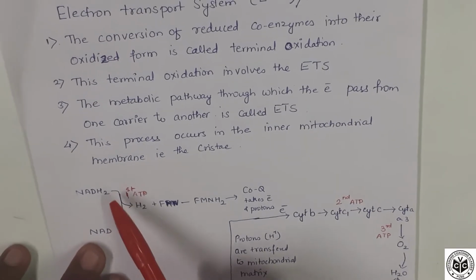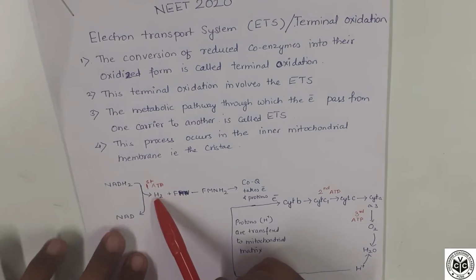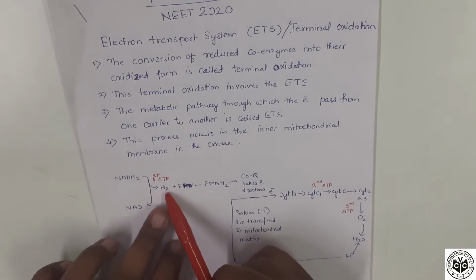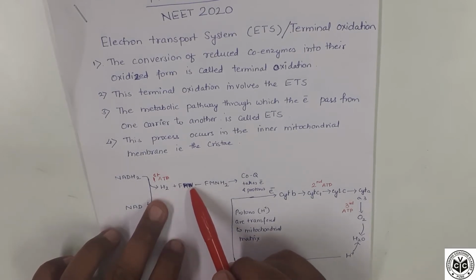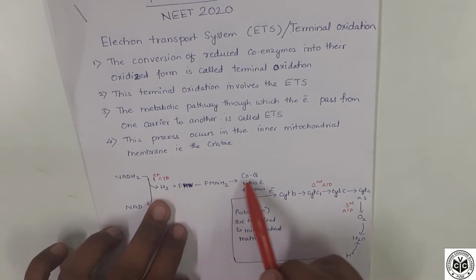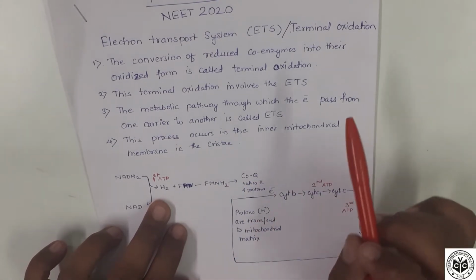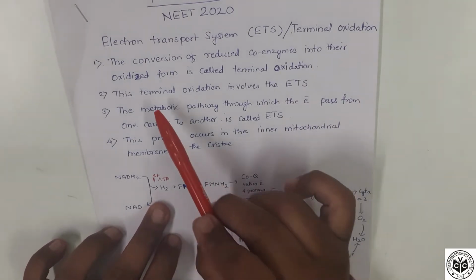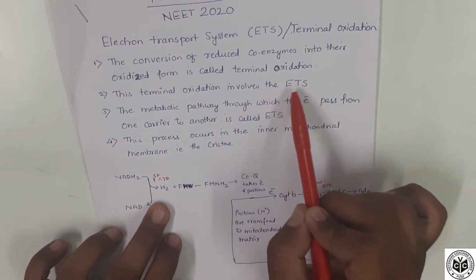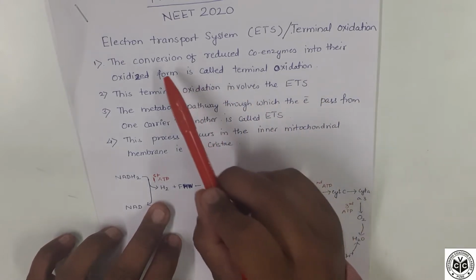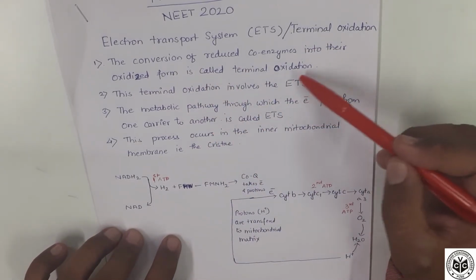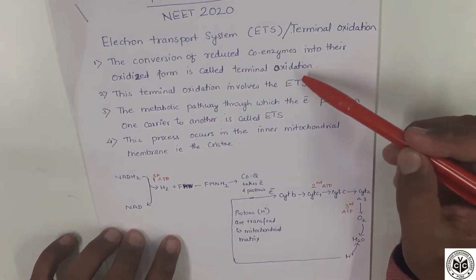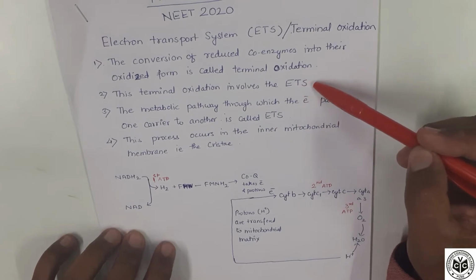So, when oxidation takes place, hydrogen is removed. So, this removal of hydrogen is then accepted by FMN. This is flavin mononucleotide. Okay, and then the series goes on. So first, let us try to understand terminal oxidation. This terminal oxidation involves the electron transport system. So once again, the conversion of the reduced coenzyme into their oxidized form is called as terminal oxidation, and this terminal oxidation involves the electron transport system.